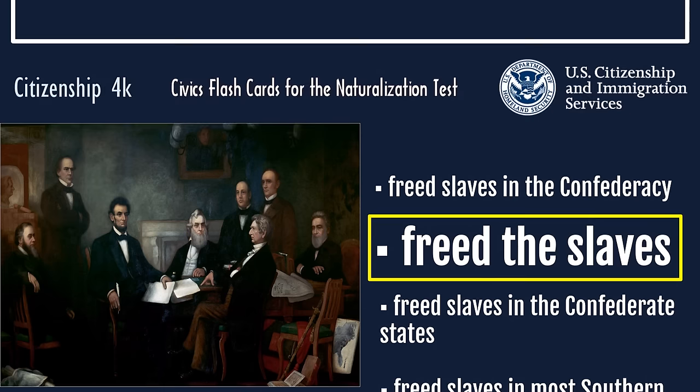How many justices are on the Supreme Court? 9.